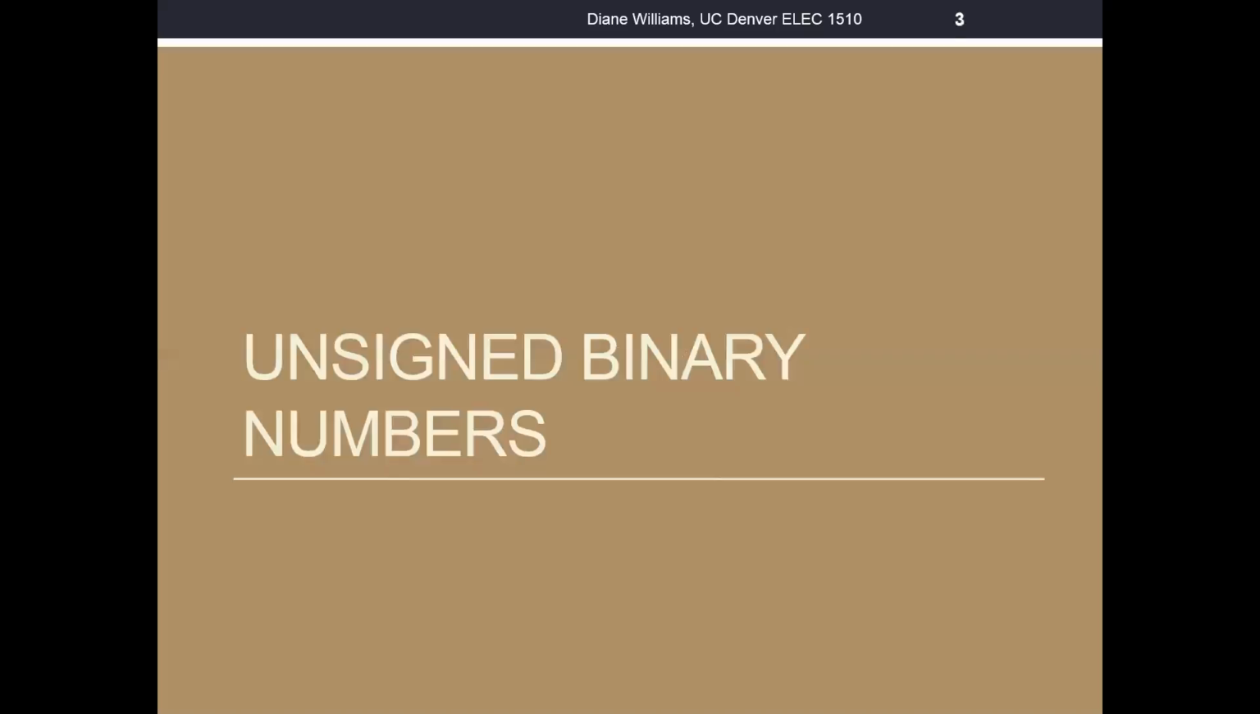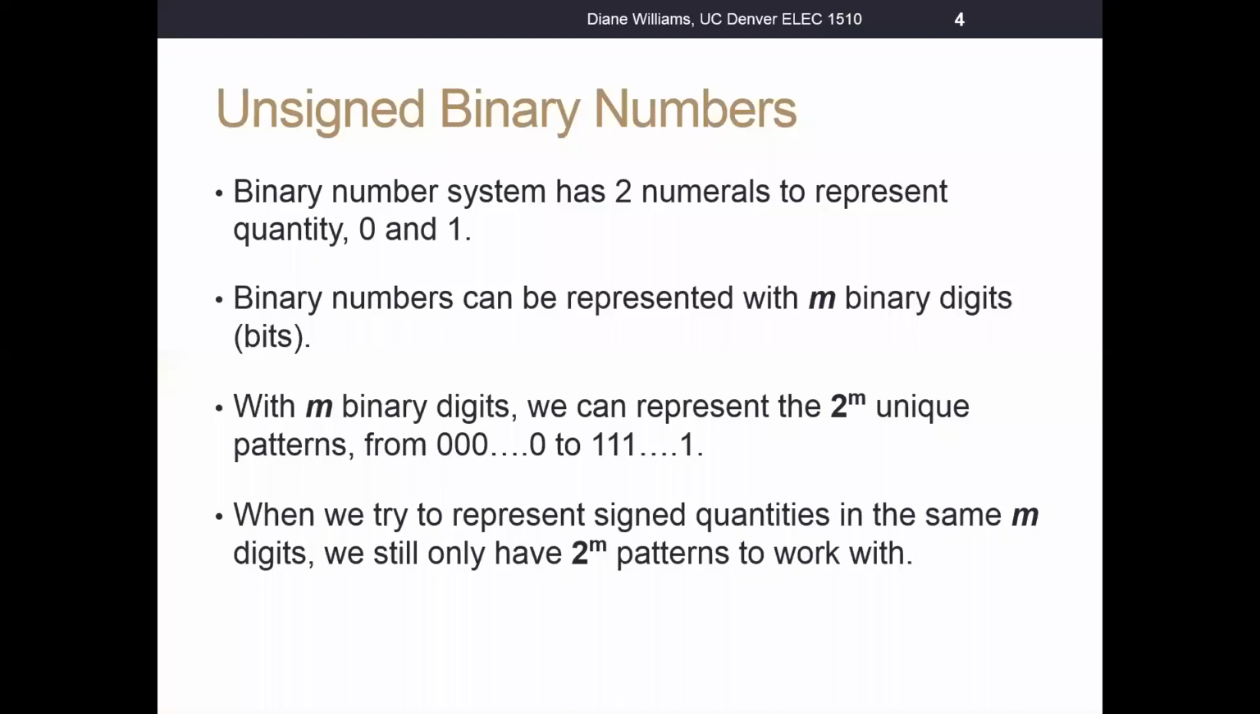All right, so let's go back and briefly talk about unsigned binary numbers. Remember, the binary number system is a base 2 system, so we only have two different numerals to represent quantity. We have 0 and 1. We can use several binary digits or bits to represent different numbers. So any number that has m binary digits can represent 2 to the m power unique patterns.